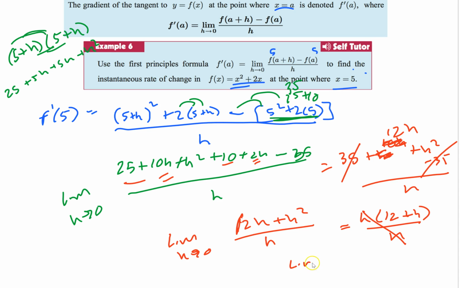Gone. I have the limit as h approaches 0 of 12 plus h. Plug in the 0, and I get 12. And that's how you get the answer.